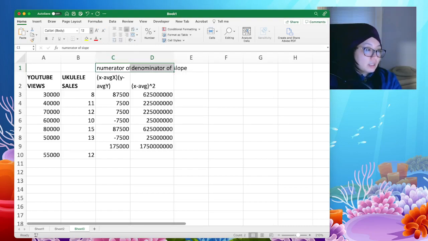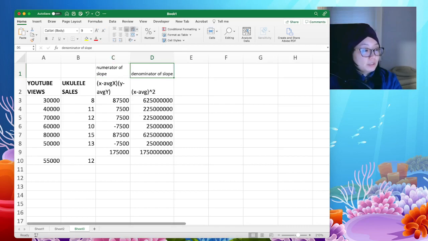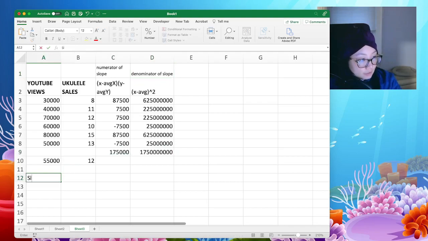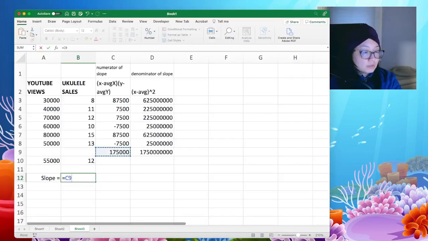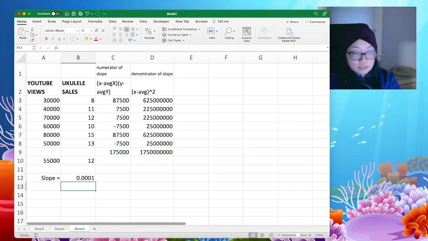So let's make that a really nice little label, that way we know it's happening. So now we have these values, and then we could have slope equals numerator, I'm not going to write it out actually, I'm just going to do this. I'll put this right side, and I'm going to move this over here, divided by that. So numerator over denominator, this is now the slope. That's the value of the slope.